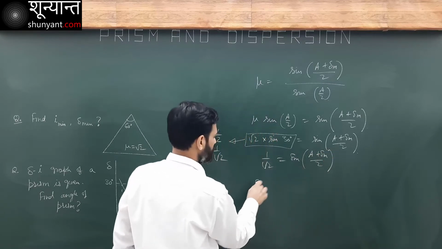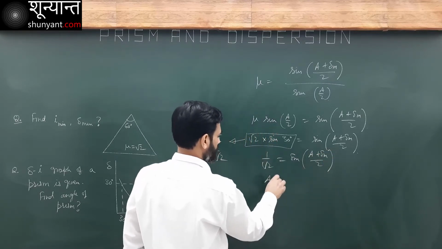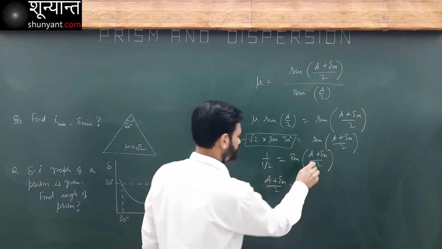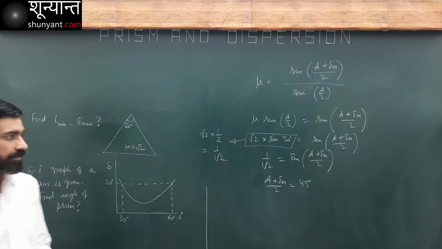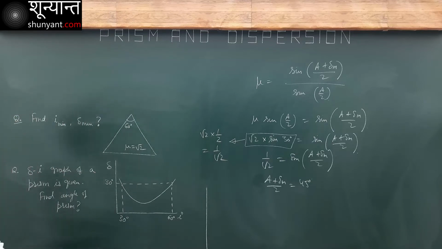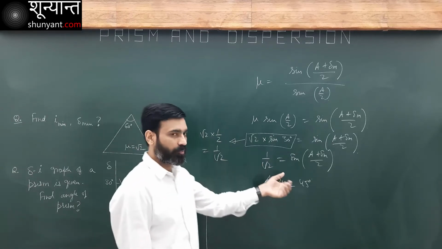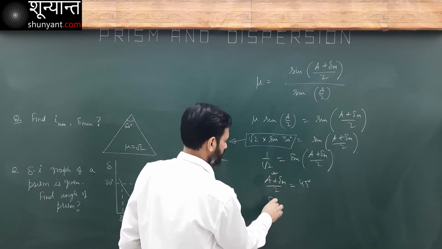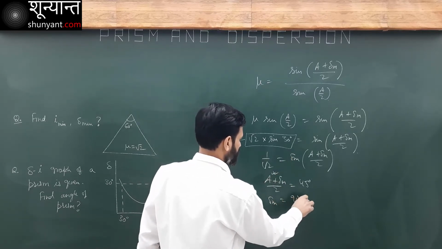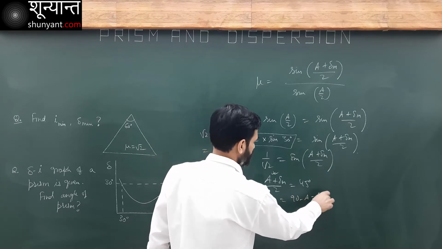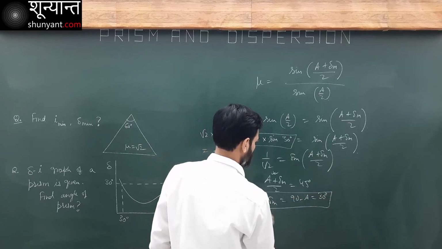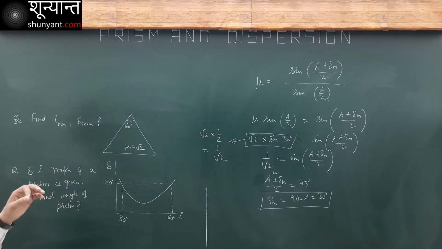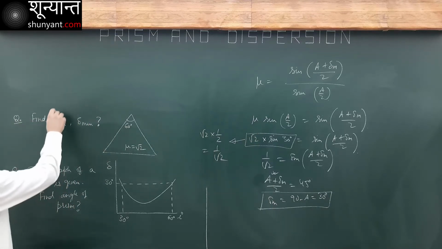So what that means, A plus delta m over 2 is going to be 45. Okay, makes sense? A plus delta m over 2 is 45. So A is given. So delta m is 90 minus A. This is 30. This is 30 degree. This is the deviation, 30 degree. What about I minimum?